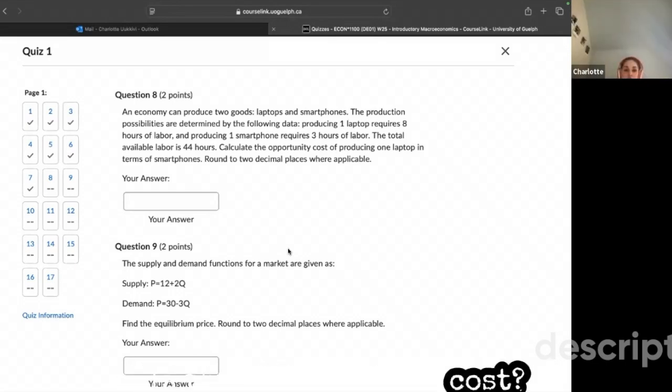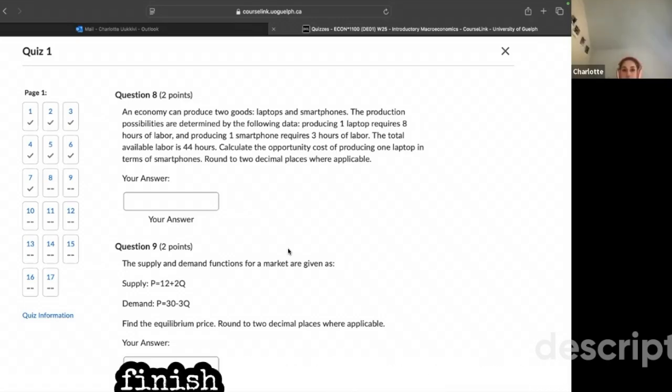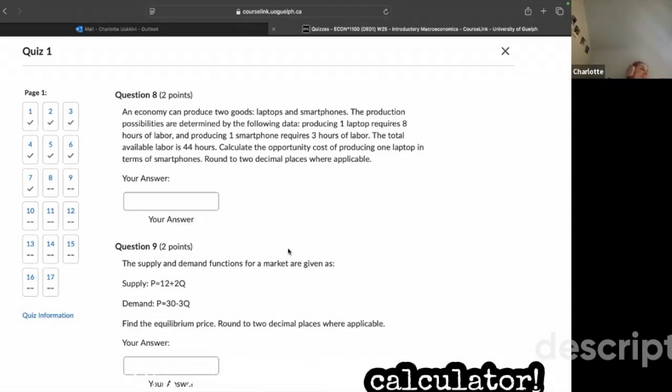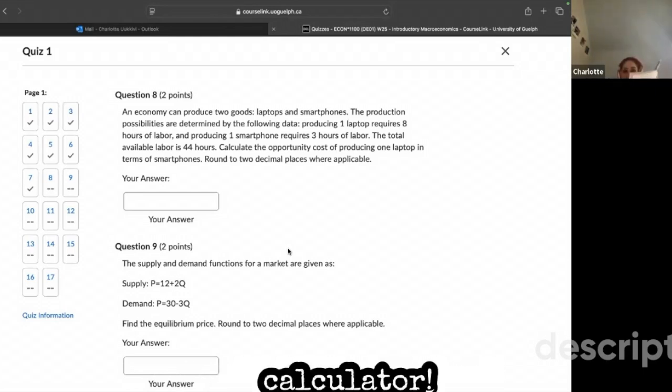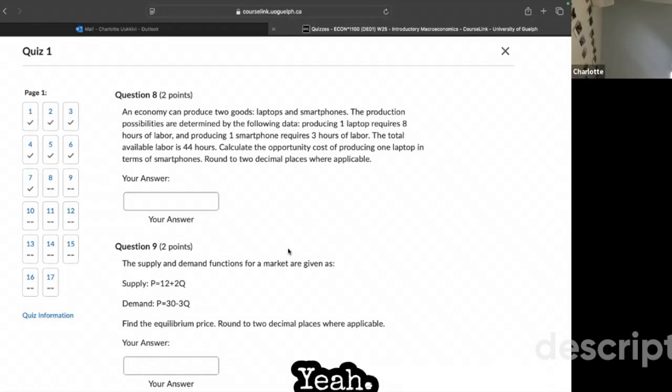Is this opportunity cost? Yep. Oh yeah, it's at the bottom right there. I just didn't finish reading the question. Lovely. Oh, and I need a calculator. Guess what I forgot to get while I was up? A calculator. All right, hold on. Back in 2 seconds. Yeah, I just want to make sure that I'm not getting anything wrong. I really want to get 100% on this.